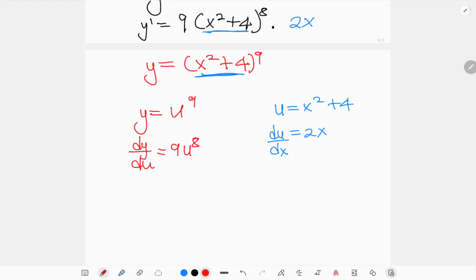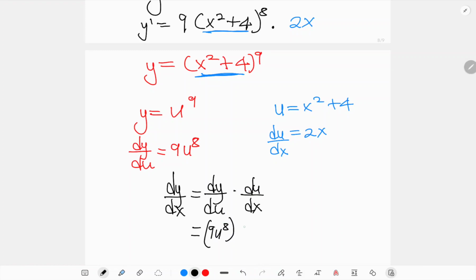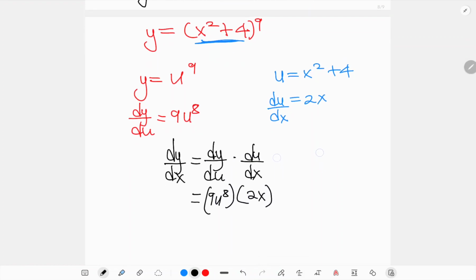But what are we looking for? Are we looking for dy over du or du over dx? No, we are looking for dy over dx, which becomes dy over du multiplied by du over dx. So you can see that if we were to cancel these two, we'll be left with dy over dx. So that's how we approach it. What is dy over du? Dy over du is 9u to the 8, and then what is du over dx? It's just 2x, right?